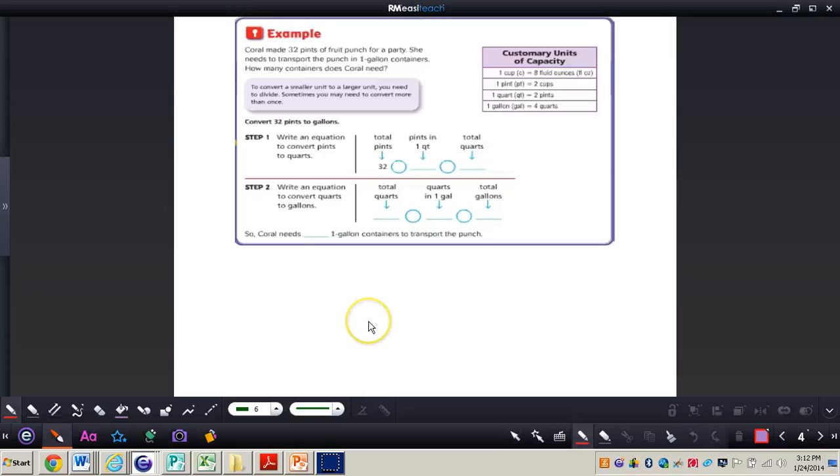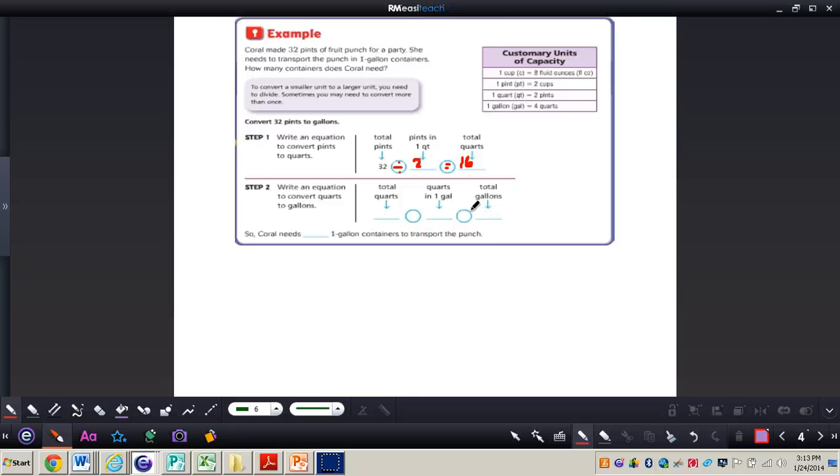Now it says step 1, write an equation to convert pints to quarts. So it says 32 total pints. Okay, and since we are going from a smaller unit of measurement to a larger, we are going to divide. 32 pints divided by the number of pints in 1 quart, which is going to be 2, and that's going to equal 16. 32 divided by 2 will give us 16. Now you can use your calculator on something like that. Now that we've converted our pints into quarts, we can now figure out how many total gallons we have.